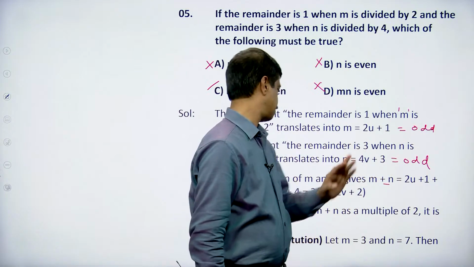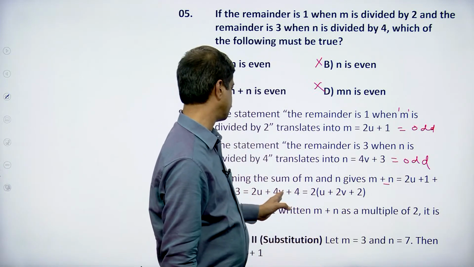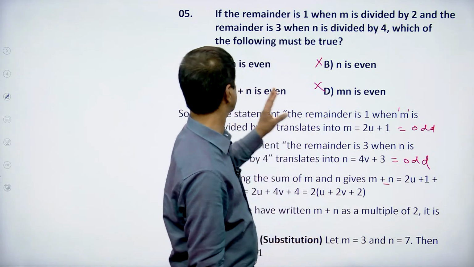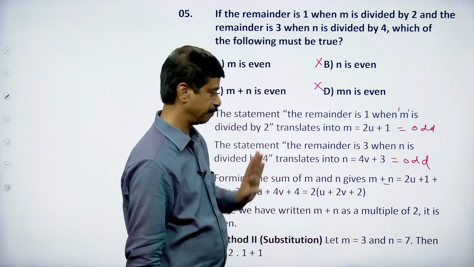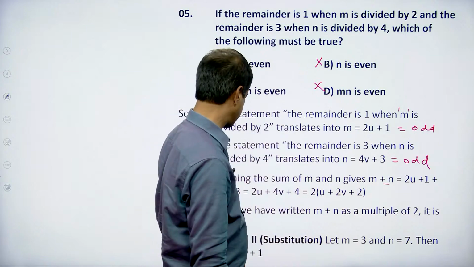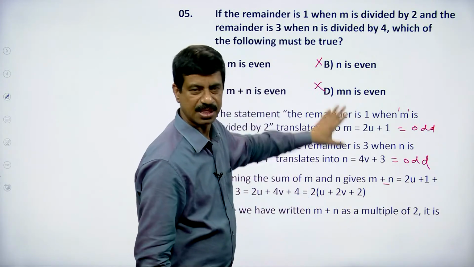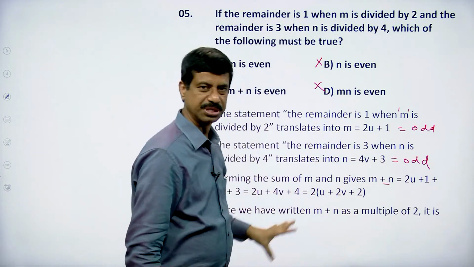Sum of two odd numbers is 2u plus 1 plus 4v plus 3, that is 2u plus 4v plus 4. You take 2 common, you will get 2 into u plus 2v plus 2. Is even, he said. Yes, it is even because you are getting 2 common. Now third, mn is always odd. Odd into odd is odd. So we have done it mathematically here. Analysis also explained. Note both the things, please, quick.